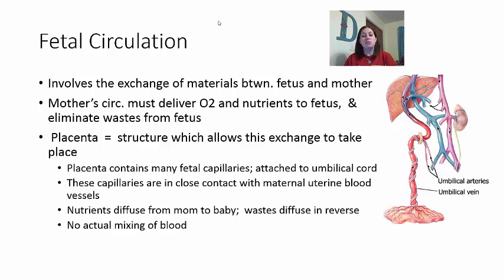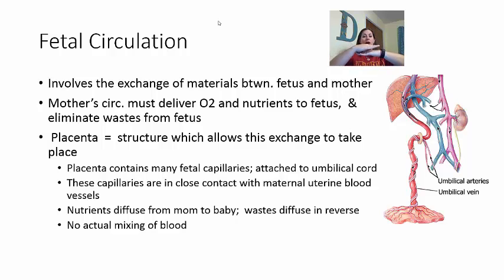The placenta is a structure which allows this exchange to take place. The placenta contains many fetal capillaries, so the fetus has a lot of capillaries located in this area that then get attached to the umbilical cord. These capillaries are in close contact with the maternal uterine blood vessels. Okay, so when we see here, we have the placenta that has the baby's capillaries, and then you have the uterus, which has the mother's capillaries.